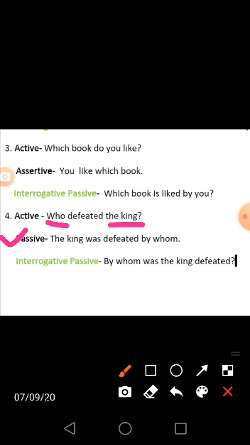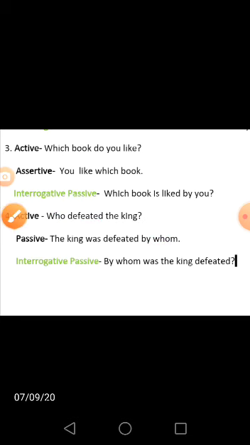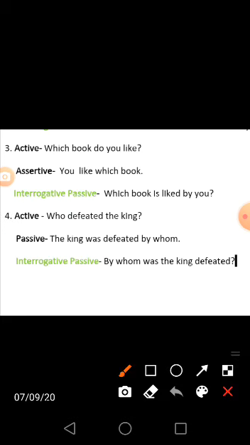So let us make it passive first. In the first step, let us make it passive. So if we make it passive, what will come first? The king is the object. It will come first, the king. Now was defeated, as it is past tense, so defeated has become was defeated here. And after that, see, this who has become by whom. Okay, but no need to worry, this by whom again will come in the beginning in the final answer. So the passive form is: the king was defeated by whom.